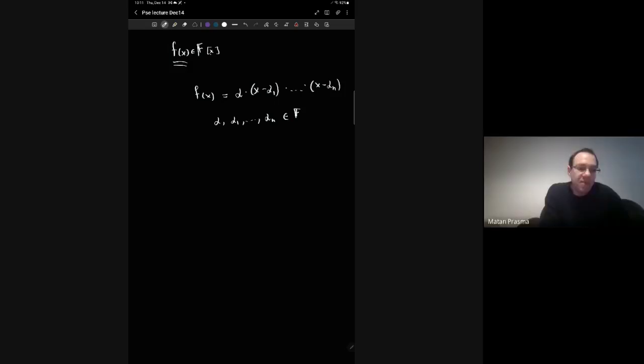If it is a monic polynomial, then you can replace alpha by 1, because a monic polynomial means that when you multiply all the x's, you have x to the n with coefficient 1, right?